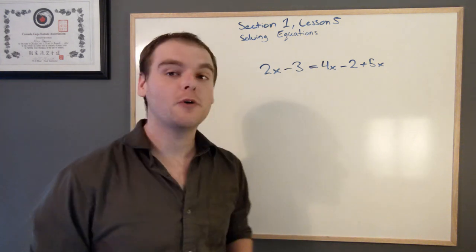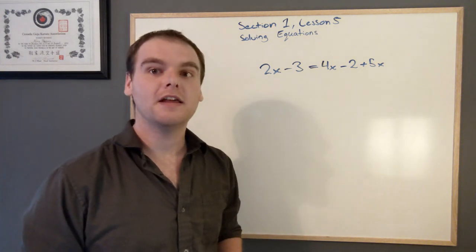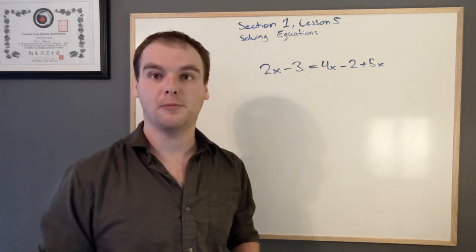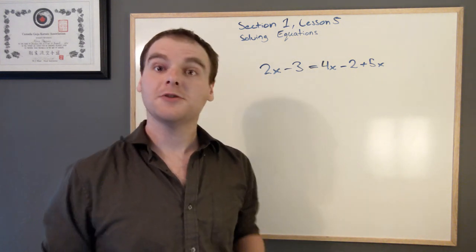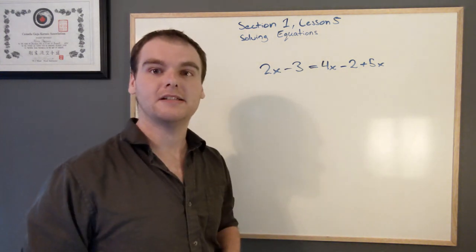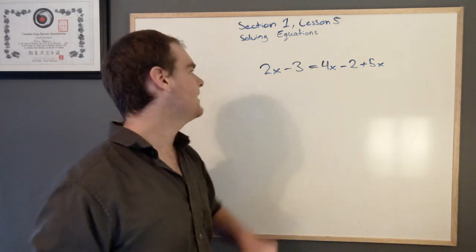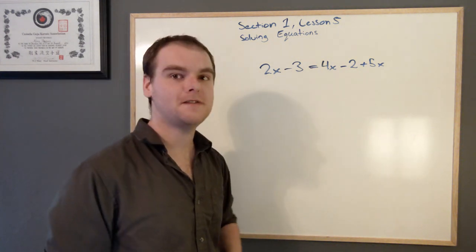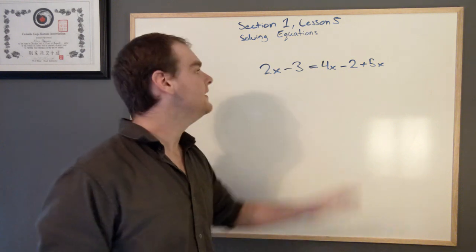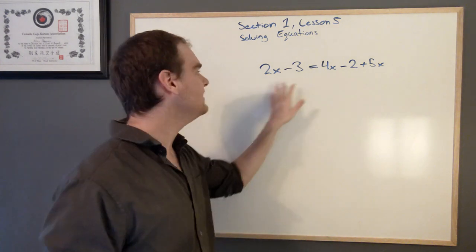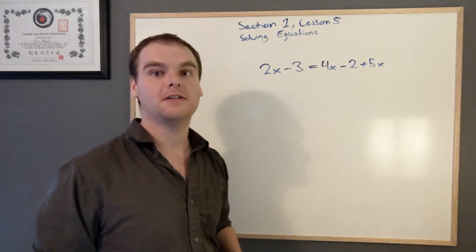In this lesson, we are going to be solving equations, the stereotypical find x or solve for x sort of problems. So to start, I've provided an example of a sort of problem that you might encounter. 2x minus 3 is equal to 4x minus 2 plus 5x. So the goal is to get an x by itself so I know what x I can put into this equation that will solve it.